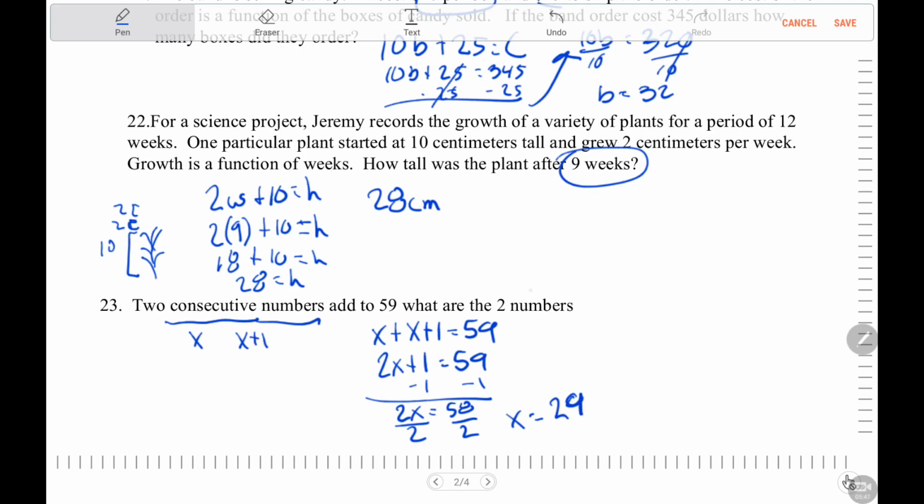All right, but did that answer the question? No, because there are two numbers. So if x is 29, x plus 1 is 30. So our two numbers are 29 and 30. And you can check: do those add up to 59? Yes, they do. So moving on.